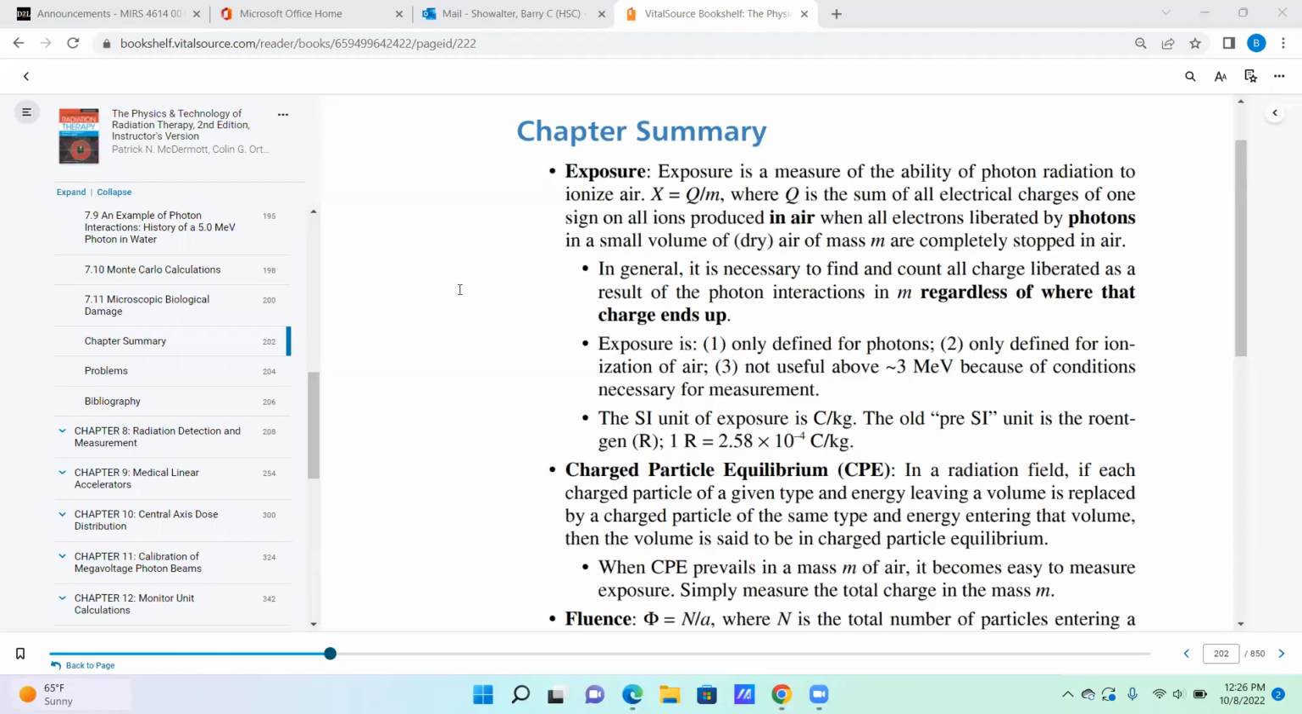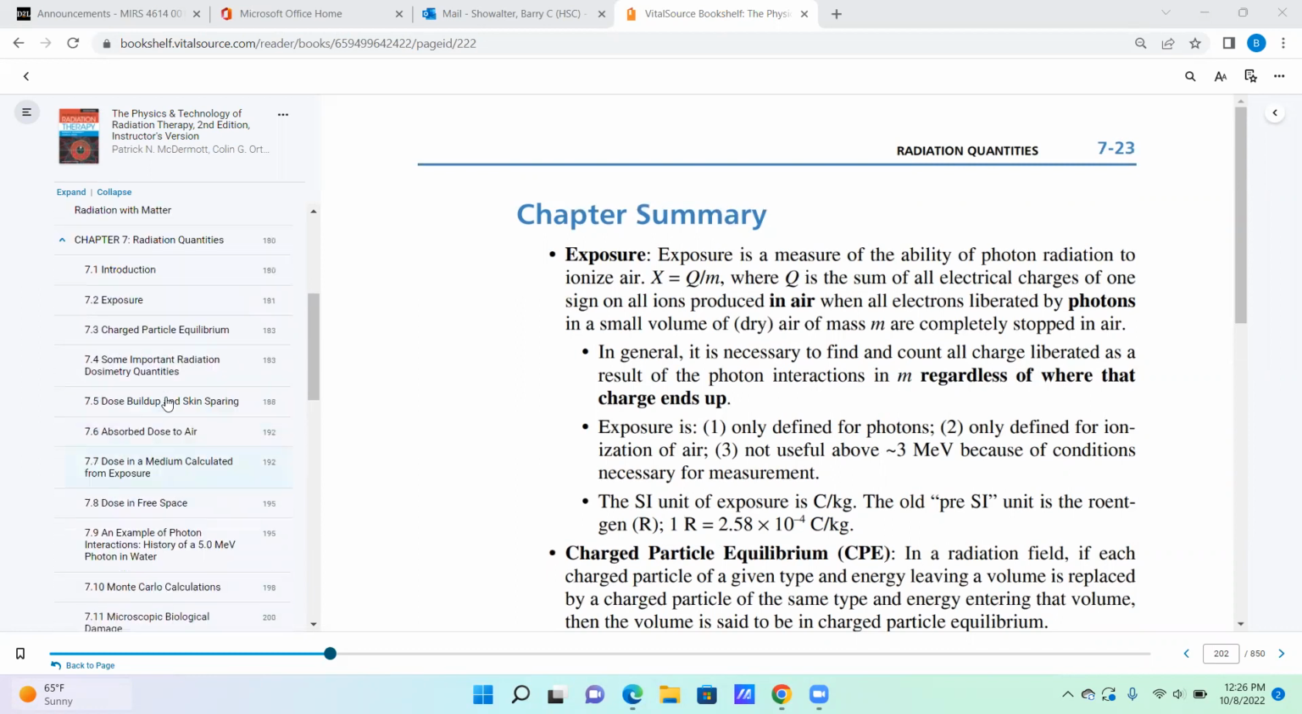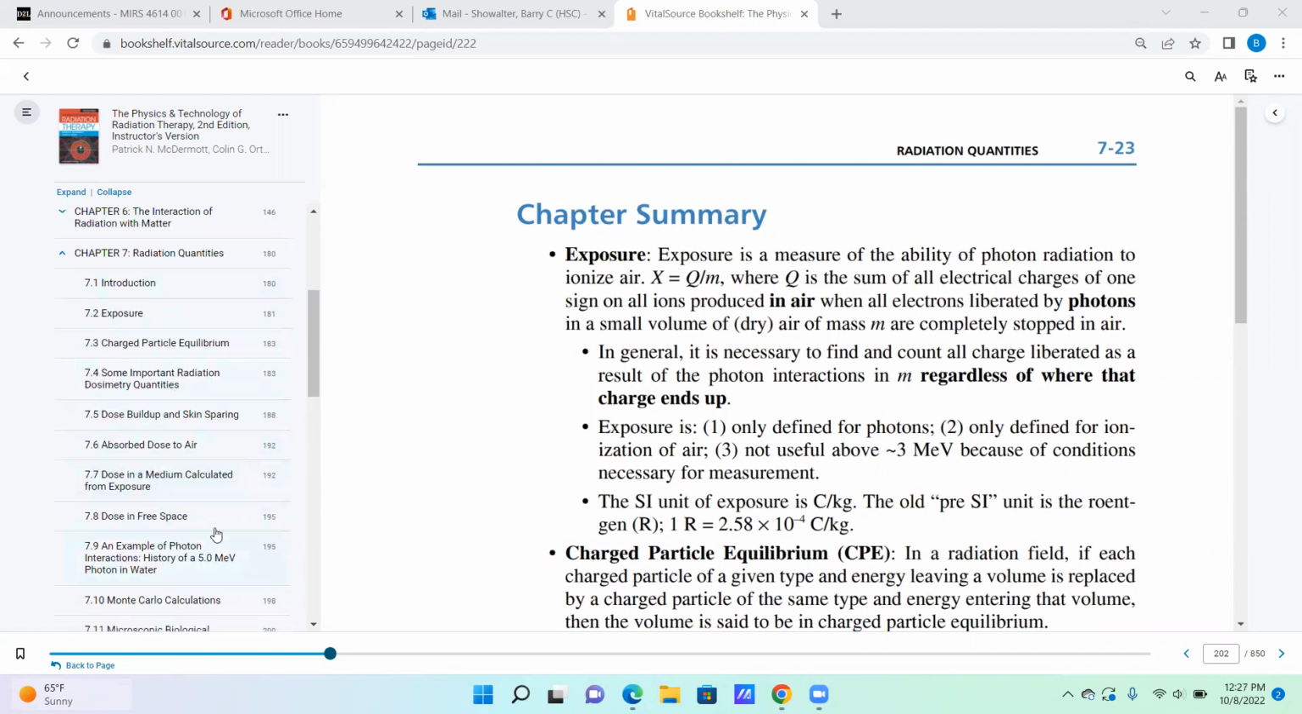This is going to be the lecture over Chapter 7 of the Physics and Technology of Radiation Therapy. What we're going to do here is go through the chapter summary so you have an idea as to what it is that we're going to be covering. And then we're going to go through the individual sections so you have a little bit more in-depth idea as to what all of this is that we're talking about.